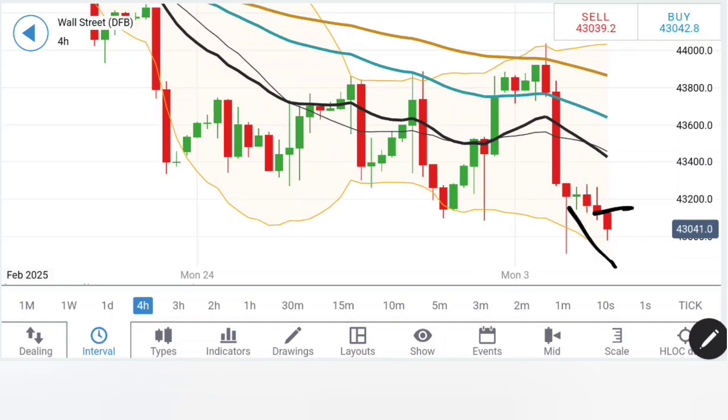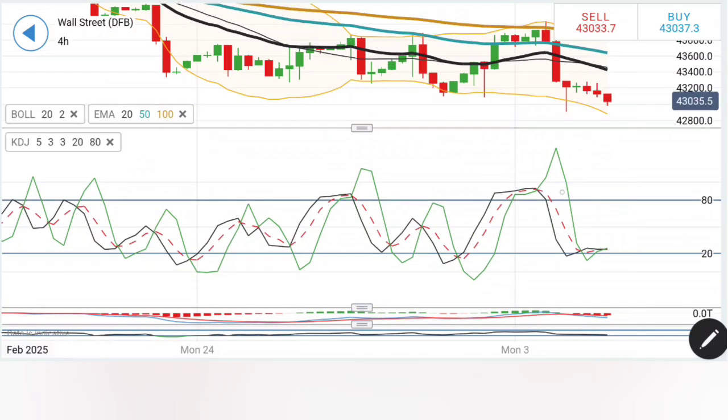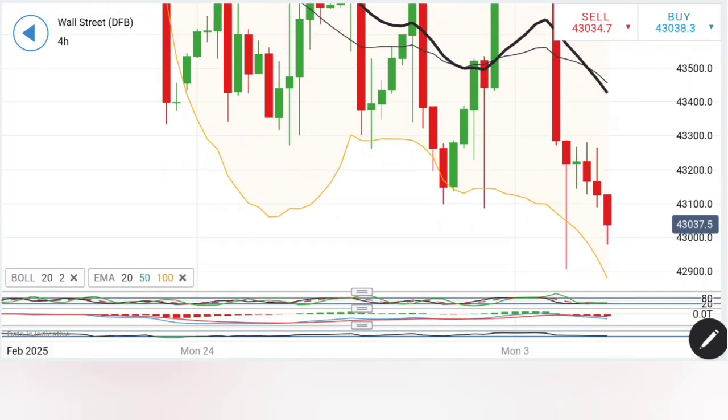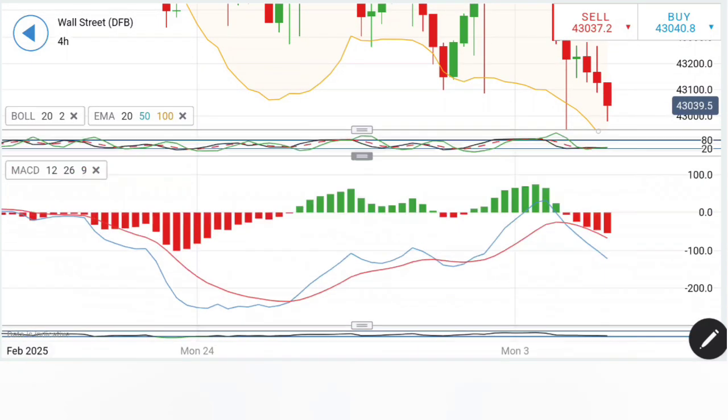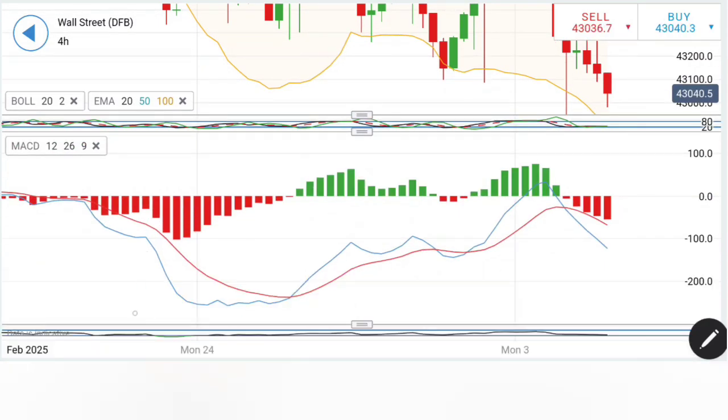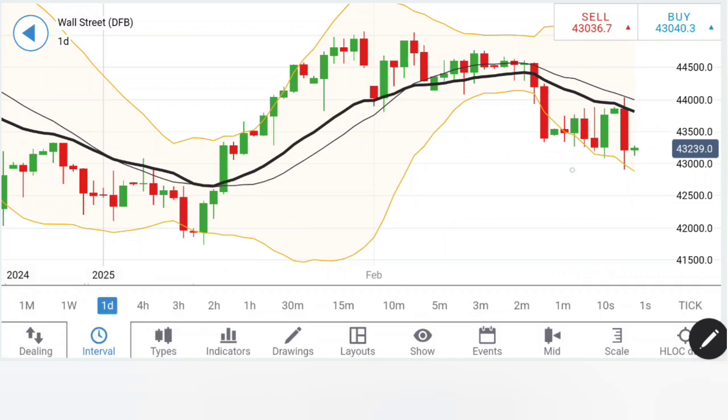No signs of reversal. Yes, if you see it staying above 43,300, that is the point of time you can say now it is reversing. Else it is not yet showing any bullishness here. Things are definitely staying bearish, looking downwards. All the indicators here are not showing any signs of reversal.